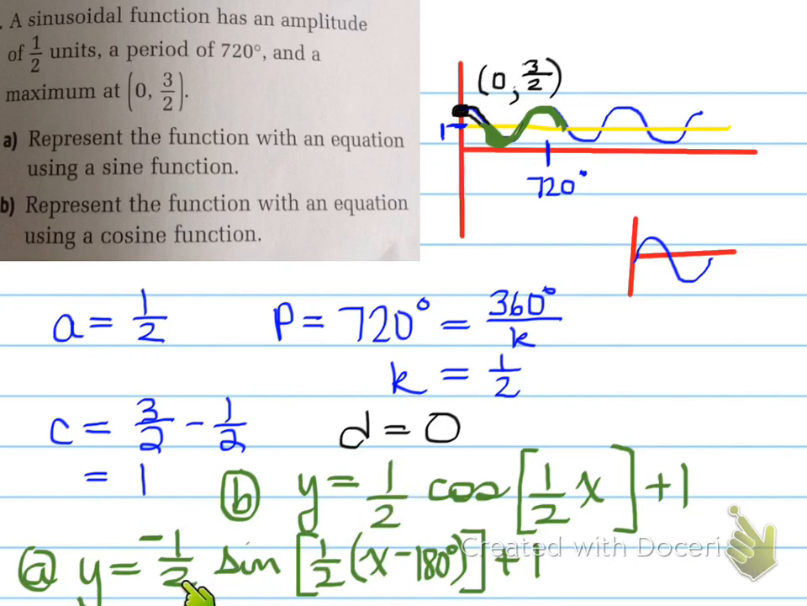Notice that the A value stays the same. The only difference is it's negative because we traced a negative sine. Cosine and sine change, obviously. The K value stays the same. The C value stays the same. What will change is obviously your D value, folks, because again, it's a different phase shift.